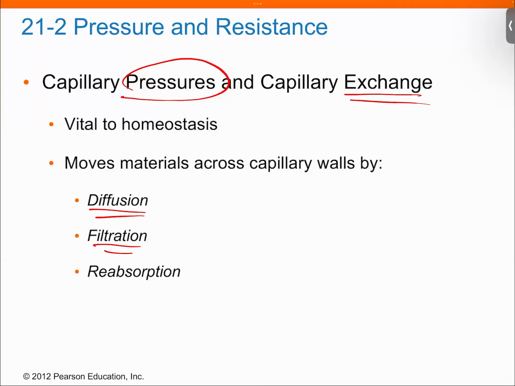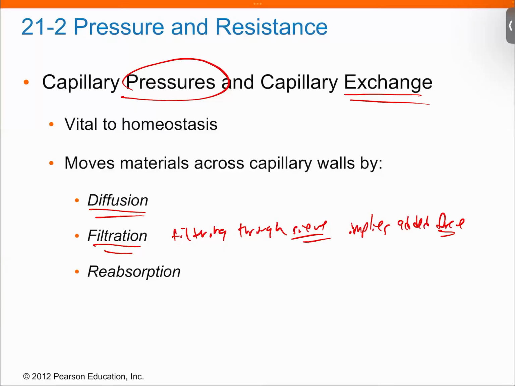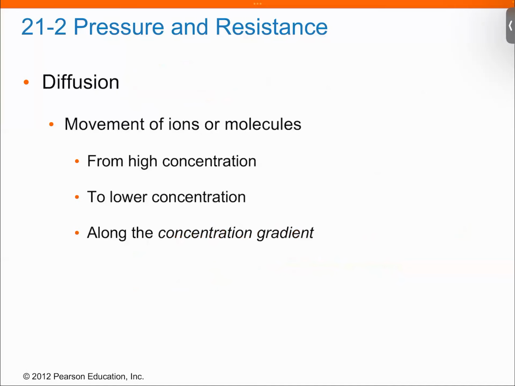Related to diffusion, but not the same thing, is called filtration. So filtration is essentially filtering stuff like through a sieve. So diffusion is just moving stuff back and forth in response to their concentration gradients. Filtration basically implies force, added force, typically when you filter something. And then in addition to that, there is also reabsorption, which basically is uptake or reclamation. In this case, fluids. And those are the three biggies, right? So these are the three major mechanisms that sort of form the heart and soul of how capillaries exchange nutrients and oxygen with the surrounding tissues.